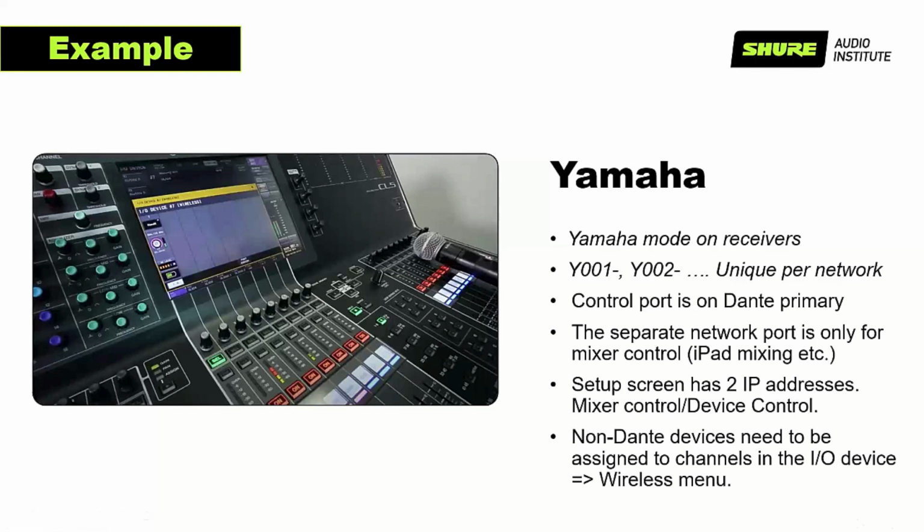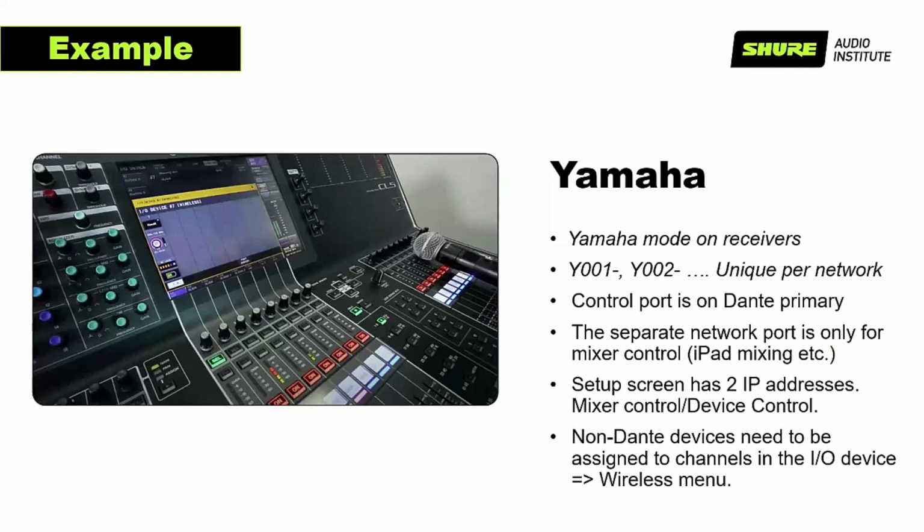If you're using Dante devices, Yamaha is actually pretty good. They say, well, you're taking the audio from this receiver, so my assumption is that you want the same channel to give you the RF information about the same channel that's generating your audio. So it works pretty well if you use Dante routing.